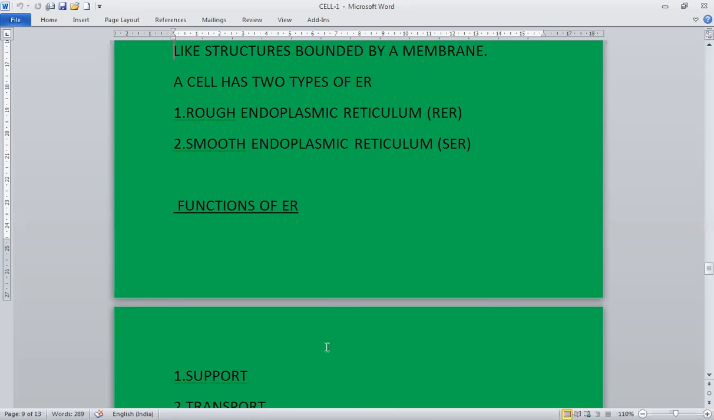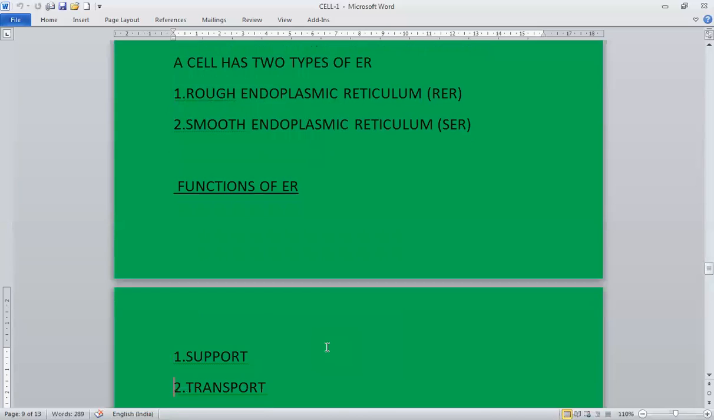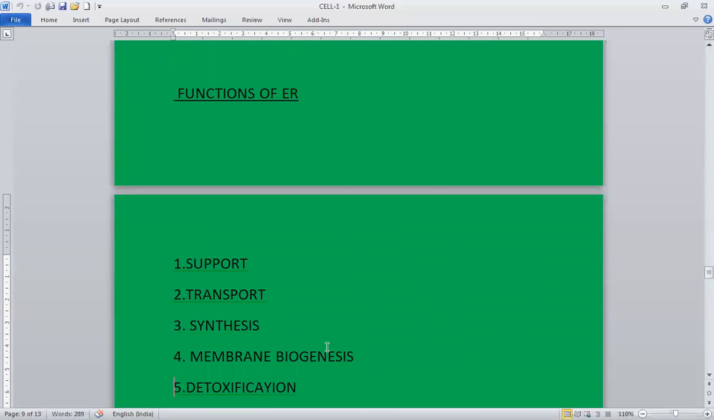Now, what is the function of smooth endoplasmic reticulum? The surface of smooth endoplasmic reticulum does not have any ribosomes attached to it. That is the reason it is known as smooth endoplasmic reticulum, because its surface is smooth. It cannot synthesize protein, but it helps in the synthesis of fats and lipids. Fats and lipids are synthesized in SER and proteins are synthesized in RER.